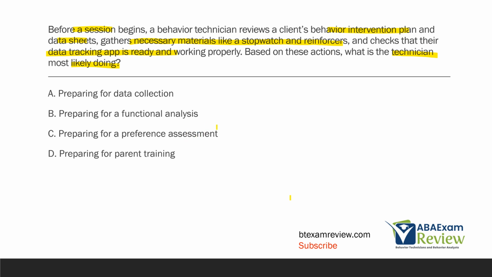C, preparing for a preference assessment. If we were going to get a preference assessment together, we would gather a bunch of different stimuli that we think the client may like. Nowhere in the question is the technician doing that. C doesn't seem right. D, preparing for parent training.